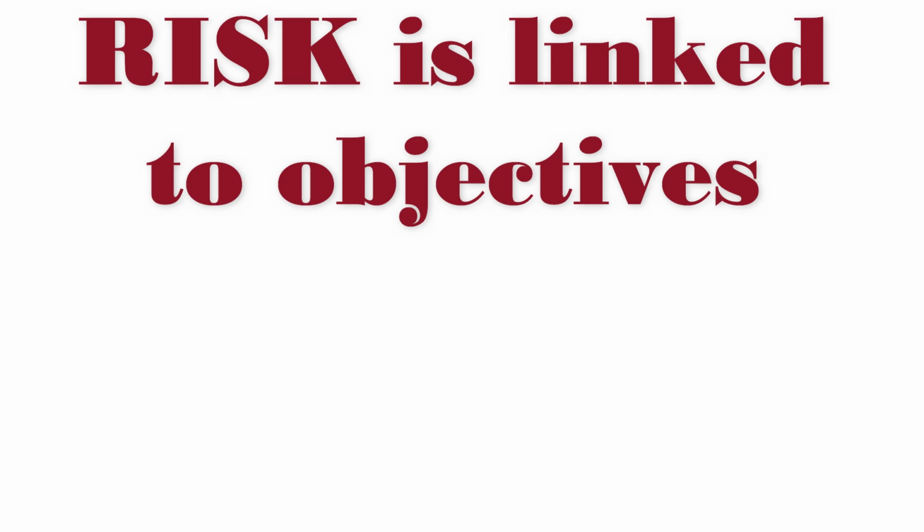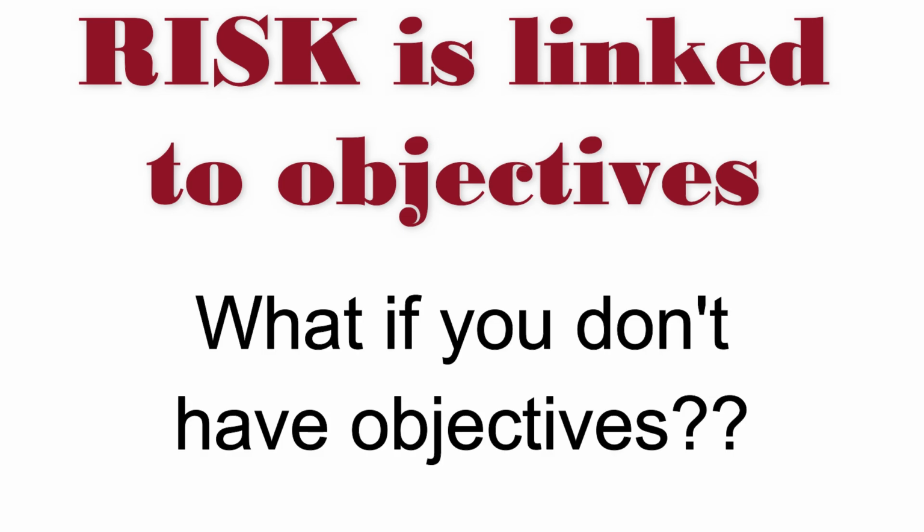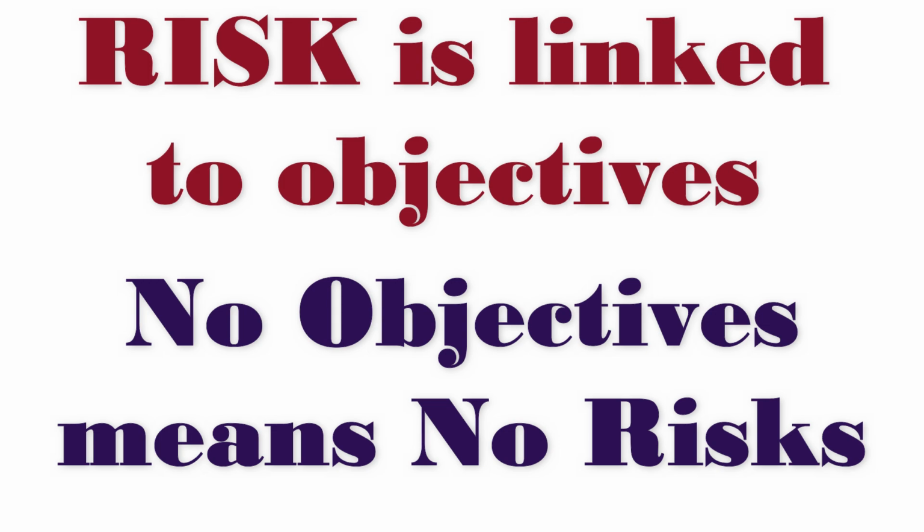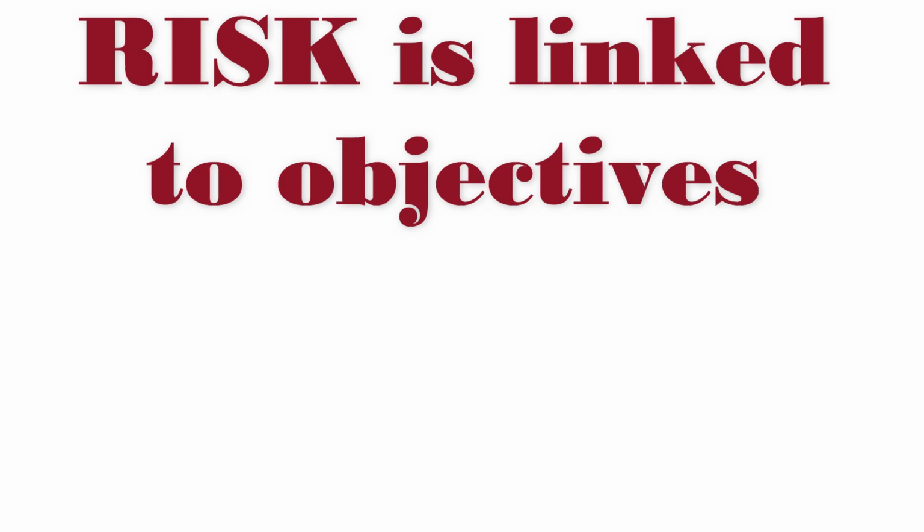Let's assume for a second that you don't have any limitation on how long the project can take. If all you have is a limitation on budget, then we can say that there's a risk to the budget, but there is no risk to the time. Why? There is no deadline. You can take as long as you want. There is no risk to that timeline. So basically, you cannot have a risk if there are no objectives.